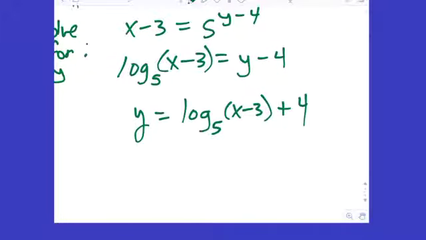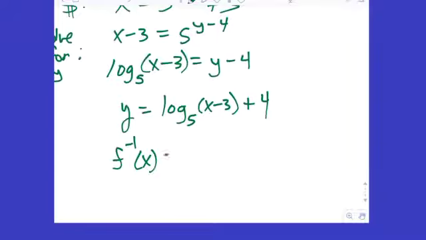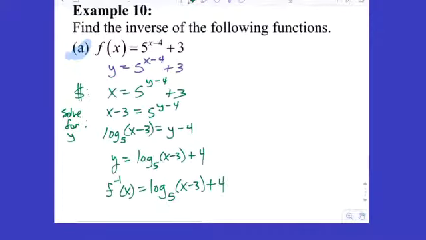Now that you've solved for y, you can rename it f inverse. We started with f, so this would be f inverse. And you're done. So now you just look for that as an answer choice. Let me give you one to practice on your own.